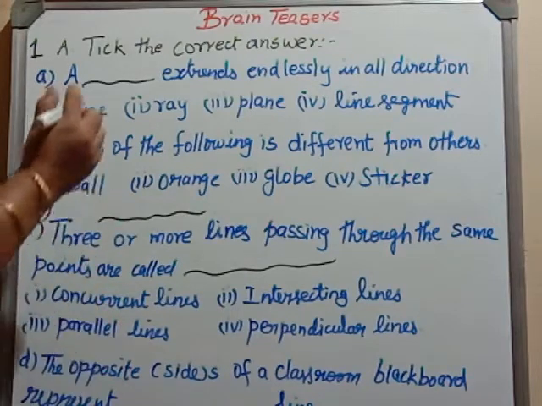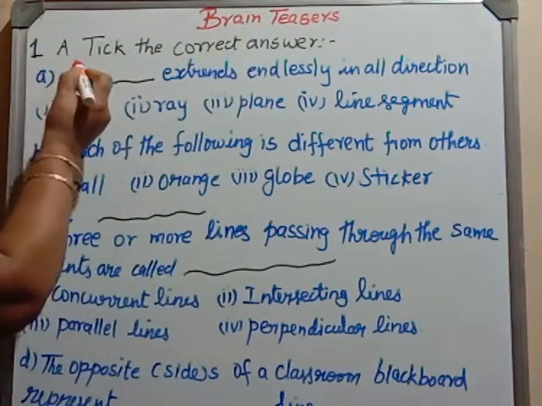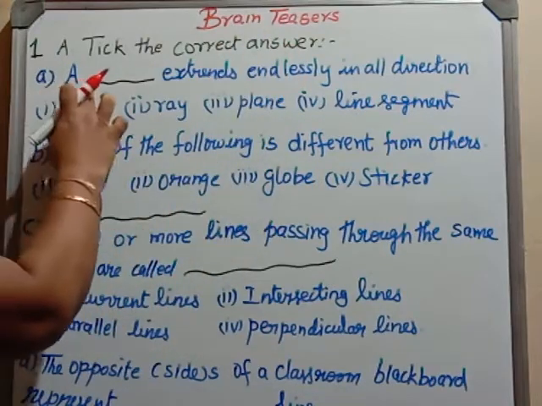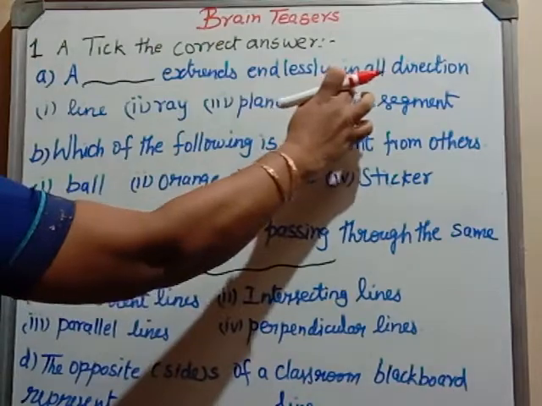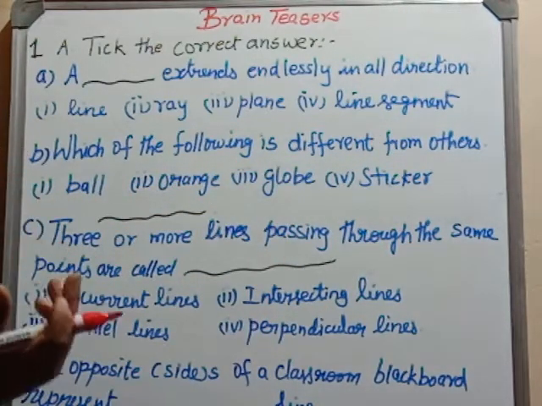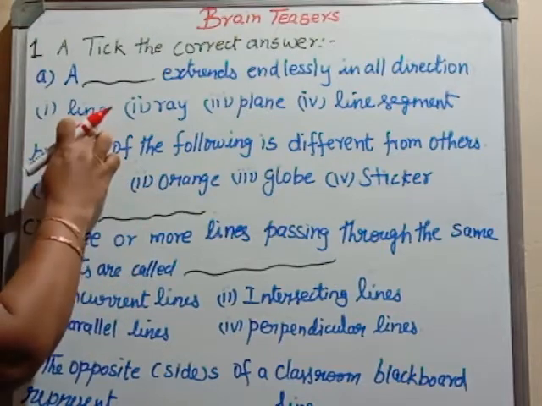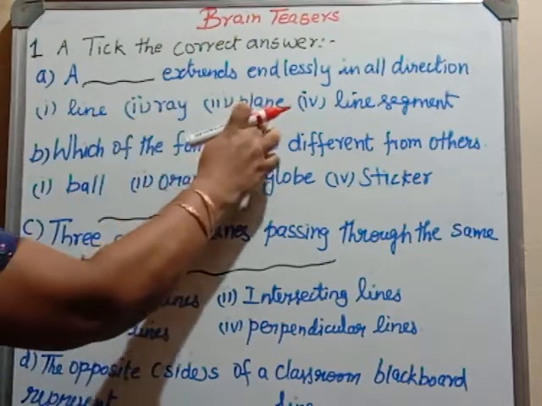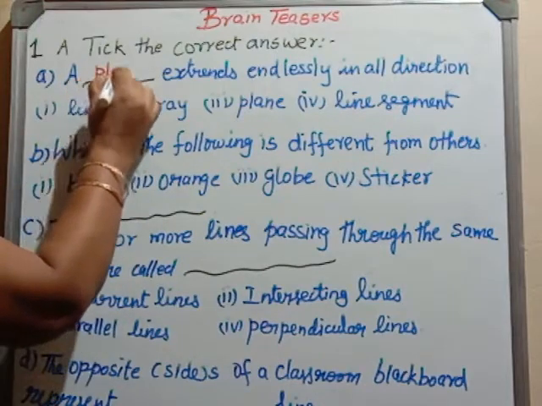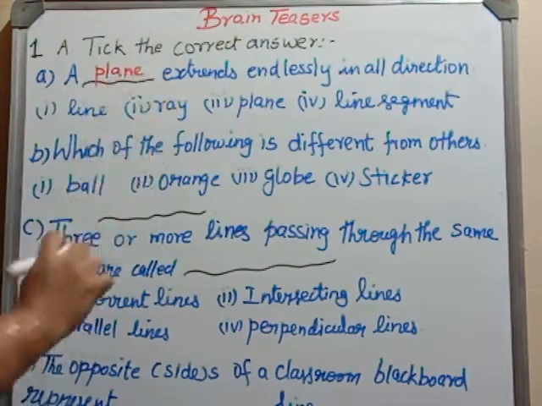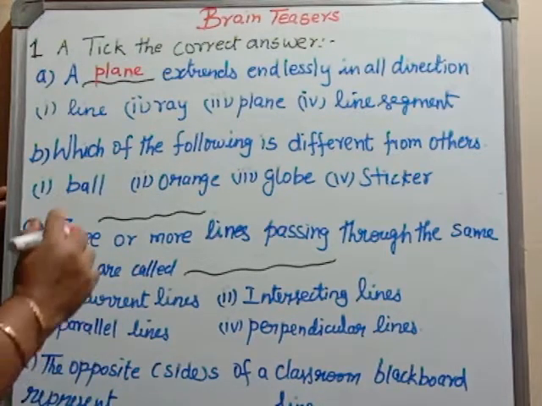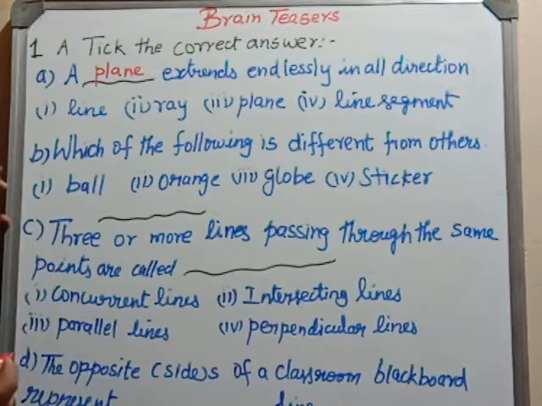Now we are going to solve the brain teaser. First sum, A part. Tick the correct answer. The first one, a dash extends endlessly in all directions. Whether line, ray, plane or line segment. Which one? In the introduction part we studied that the plane extends endlessly in all directions.